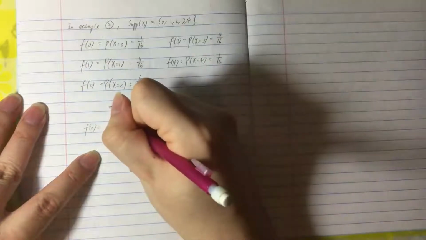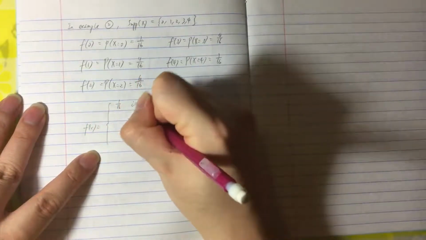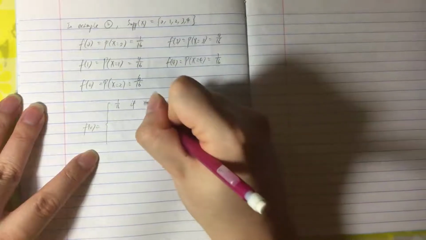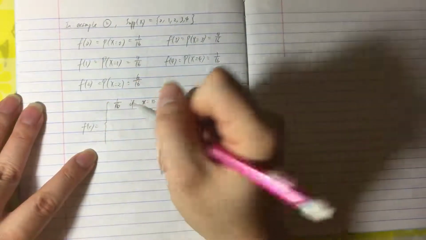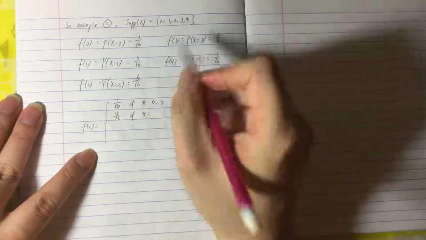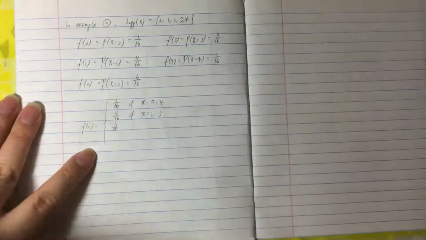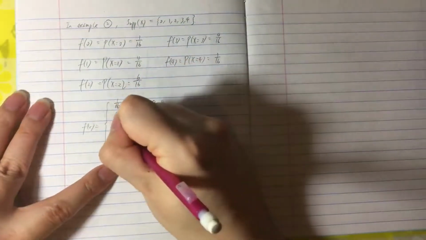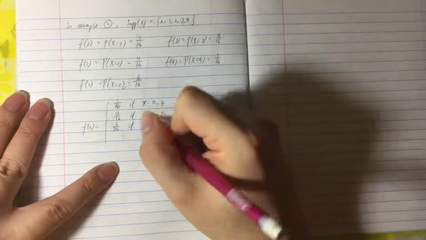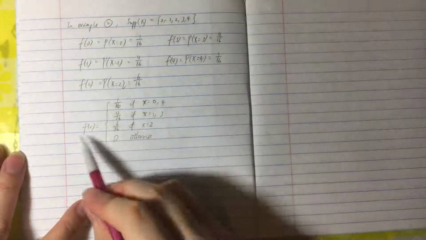Now, the probability function f of x can be written as f of x equal to 1 over 16 if x equals 0 or 4, equal to 4 over 16 if x equals 1 or 3, equal to 6 over 16 if x is 2, and 0 otherwise. For all other x values, f of x is 0.